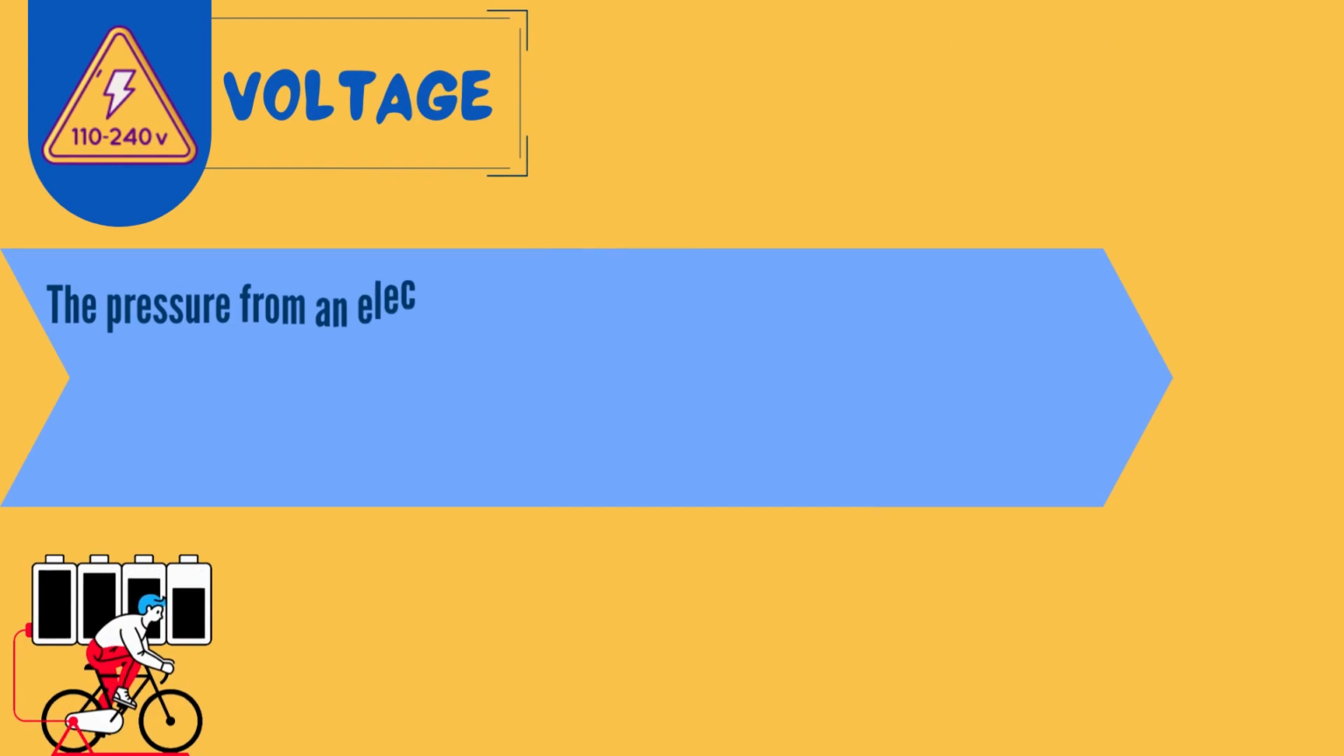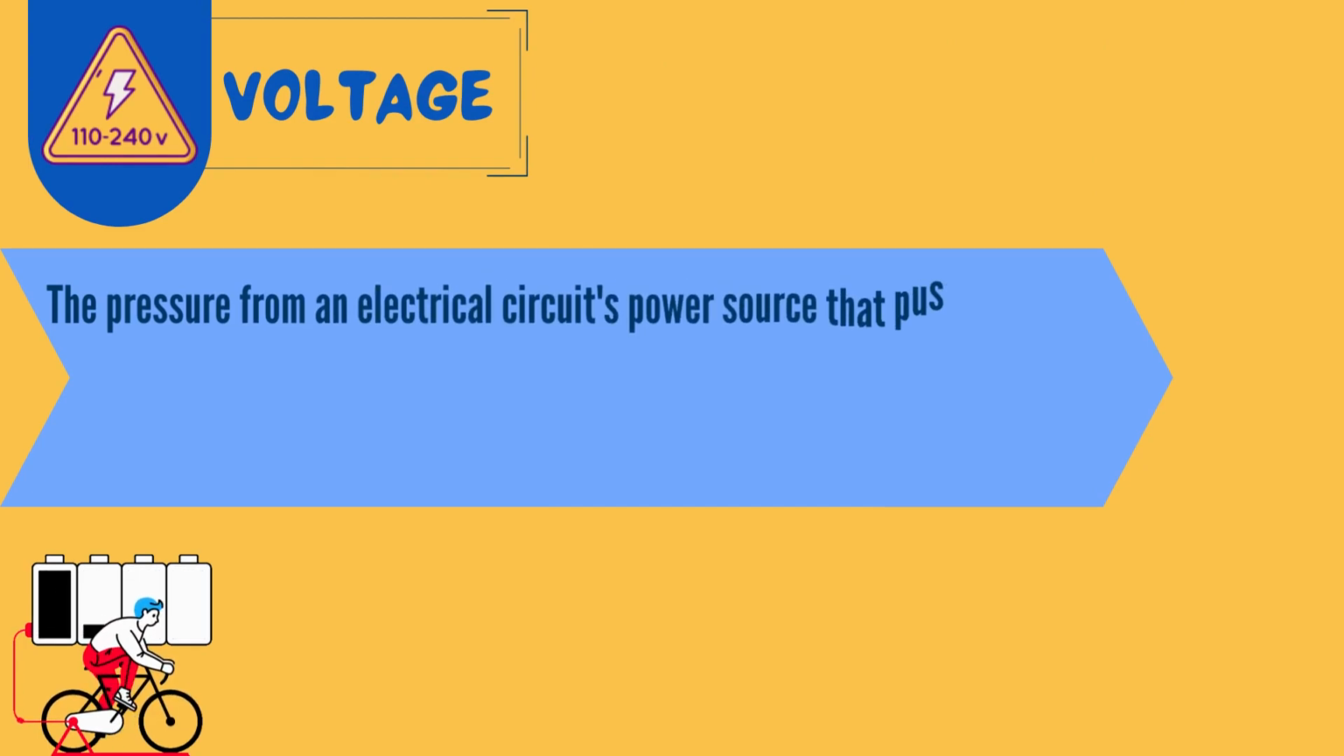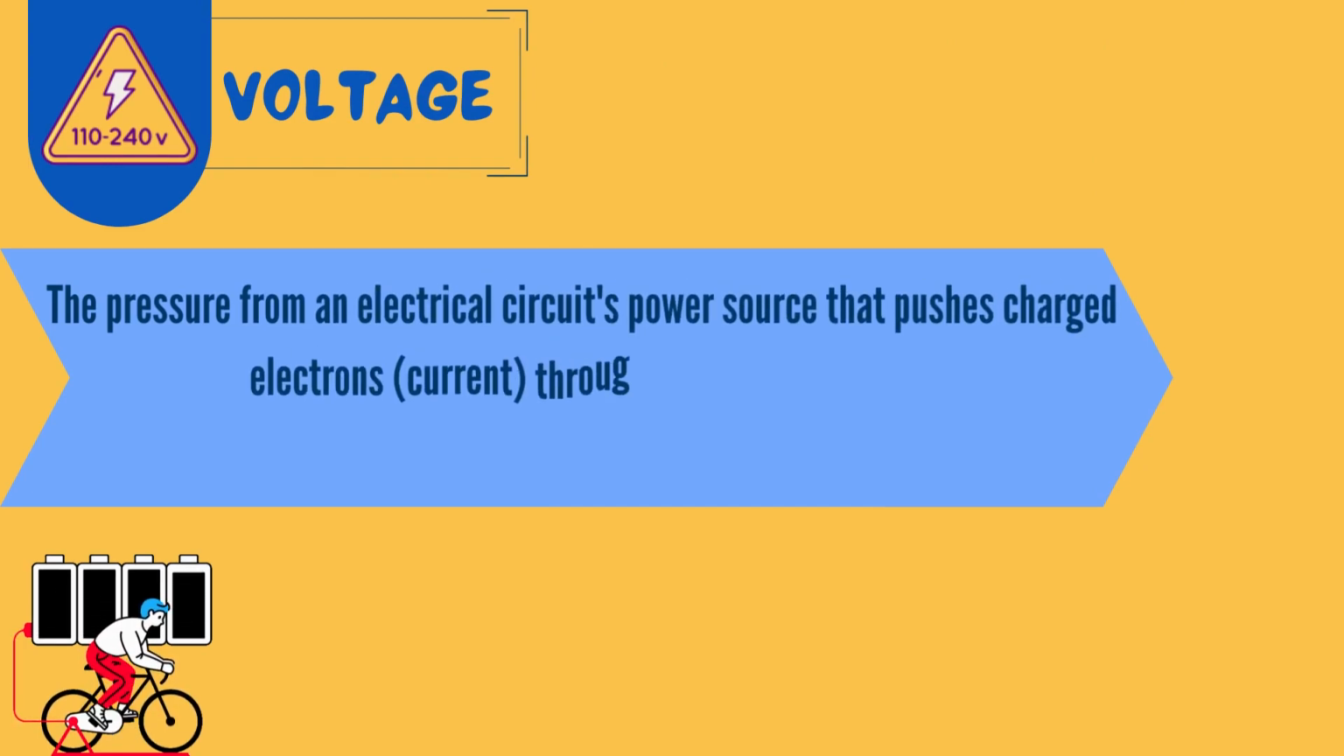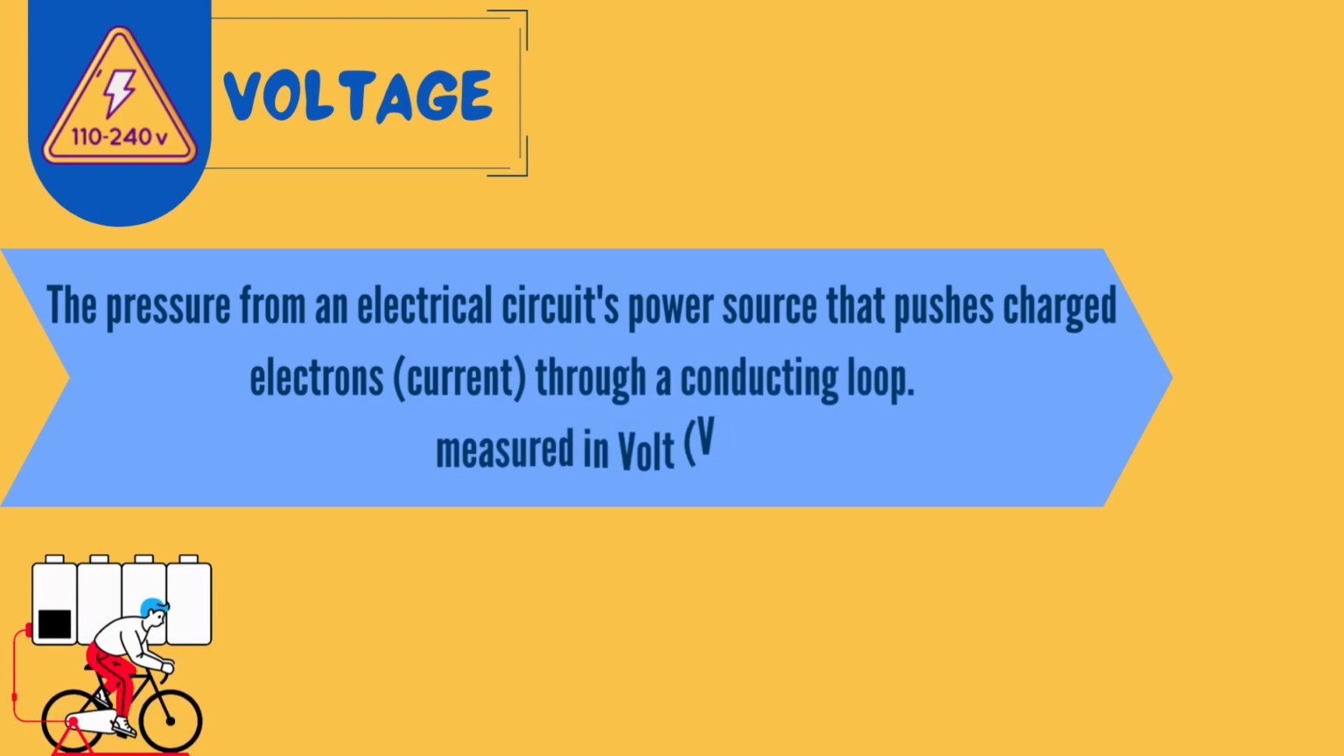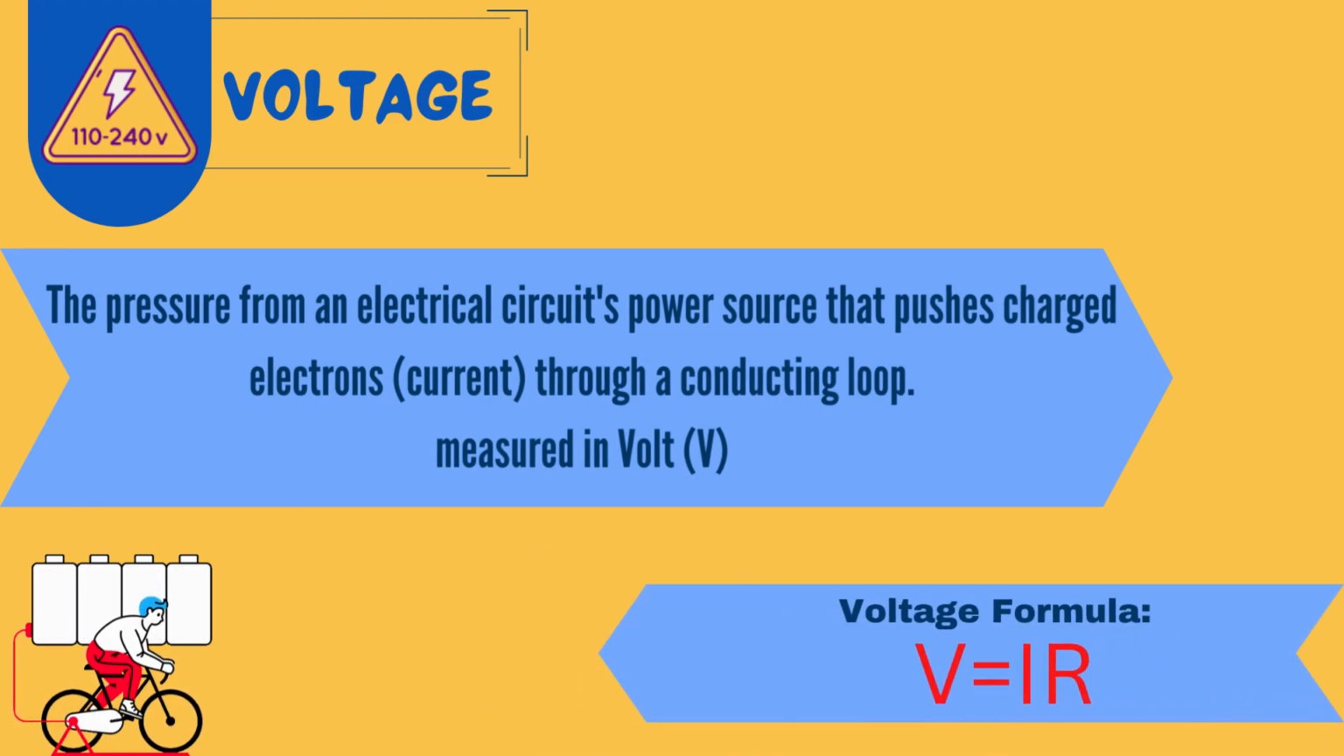Next, we have voltage. Now, voltage is the pressure from an electrical circuit's power source that pushes charged electrons, current, through a conducting loop. Voltage is measured in volts and can be given by the formula V is equal to I multiplied by R. I is current and R is resistance.